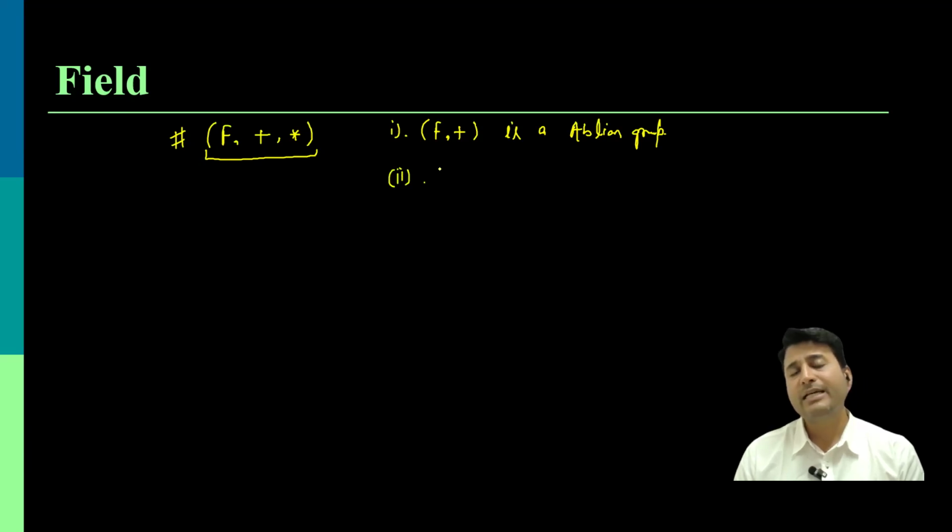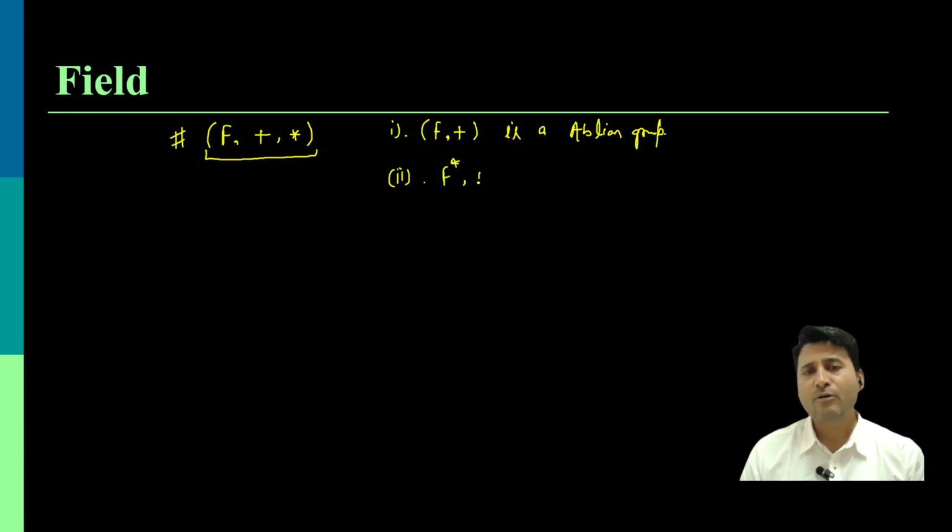Second, in the ring, we are supposed to prove that with respect to the star operation, it should be a semi-group. But over here, we are supposed to prove that F star with the second operation is also an abelian group. Now, do not confuse F star and star. This star is an operation. This star is a notation.